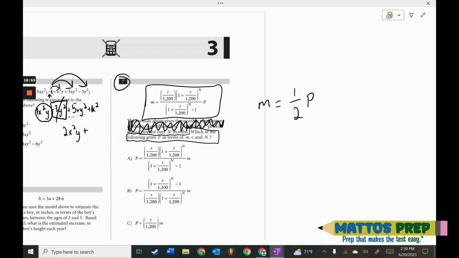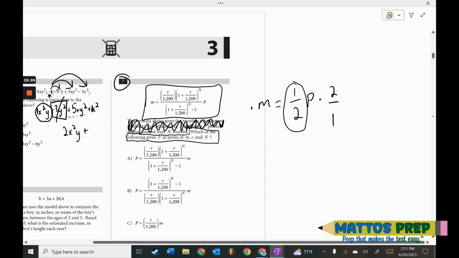If you wanted an equation that gives P in terms of M, what would you do to both sides? We multiply both sides by the reciprocal of this fraction, which is just 2. So it would be times 2 over 1 on both sides. That's all we would do, and it would give P in terms of M. Does that make sense to you?